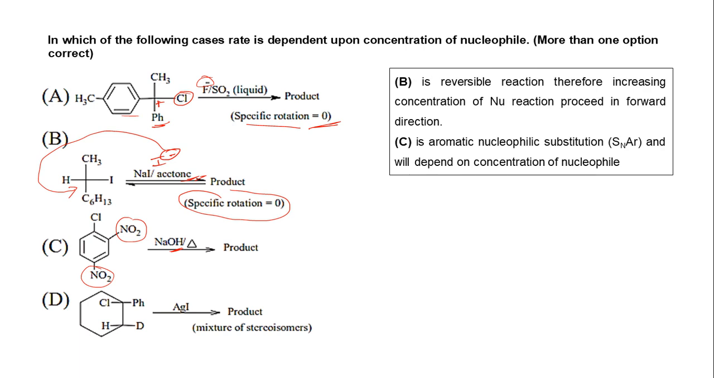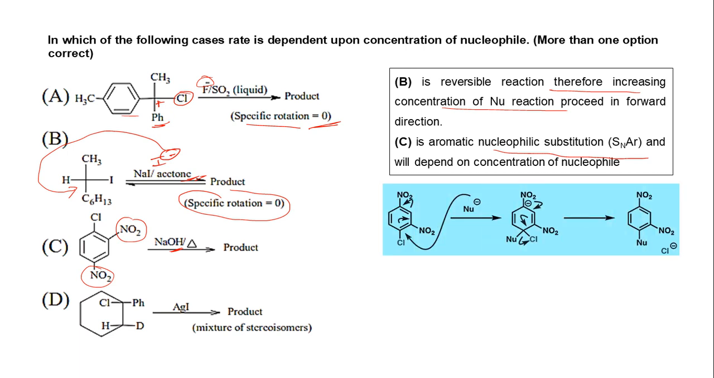So see some points I have mentioned here. B is a reversible reaction, therefore on increasing the concentration of the nucleophile, the reaction will proceed in the forward direction, so it is dependent on the nucleophile. And C is aromatic nucleophilic substitution, SNAr, it will also depend on the concentration of the nucleophile, because in this case the first step is attack by the nucleophile and this step is the RDS step. So that is why nucleophile concentration matters. So this is also correct.